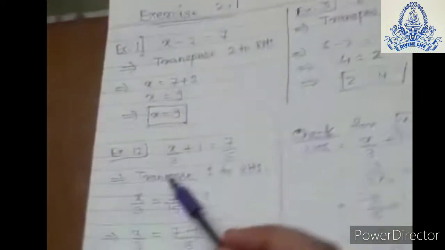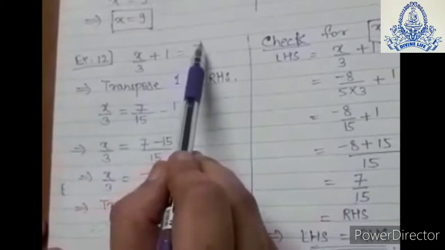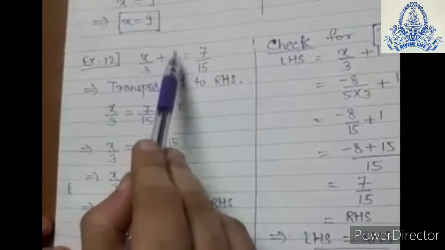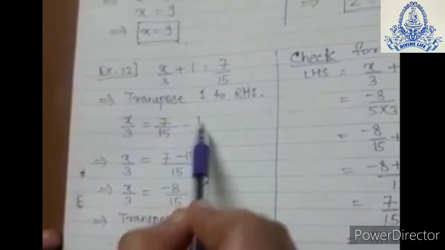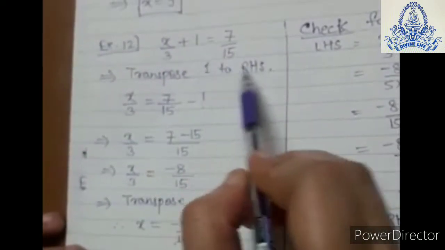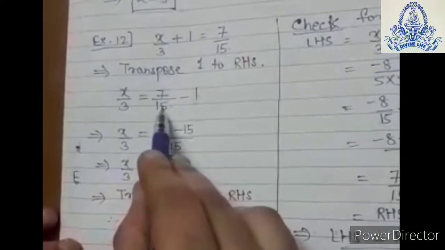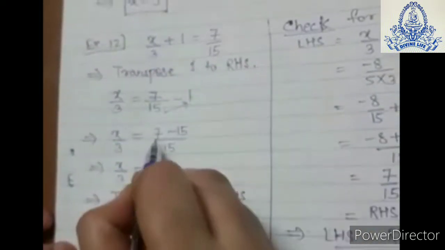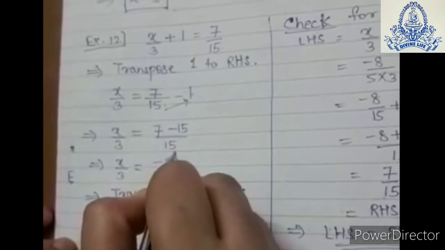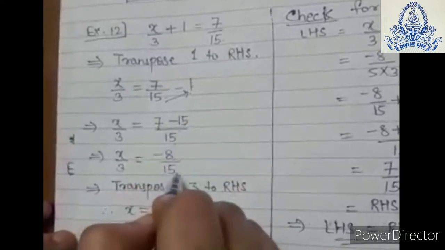Now see one more example, example 12. x upon 3 plus 1 is equal to 7 upon 15. Now we will transpose this 1 to RHS. So x upon 3 is equal to 7 upon 15 minus 1. Why minus 1? Because it is positive, while going to RHS it will become negative. We will multiply 15 with this 1. 7 minus 15 upon 15. So x upon 3 is equal to 7 minus 15, that is minus 8 upon 15.